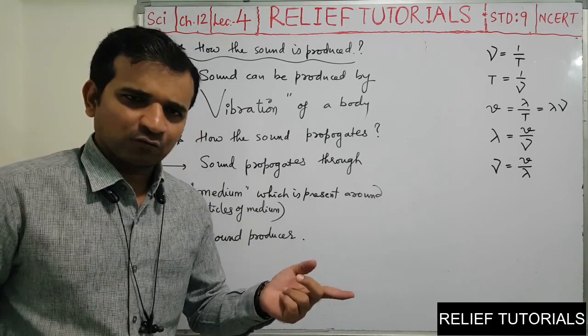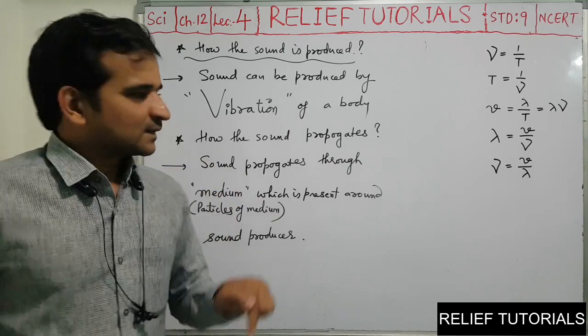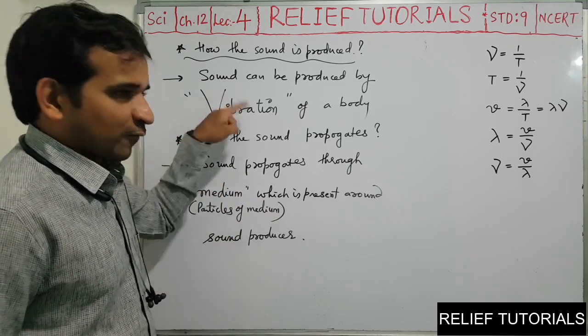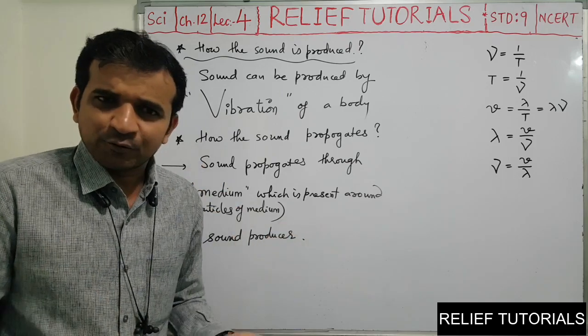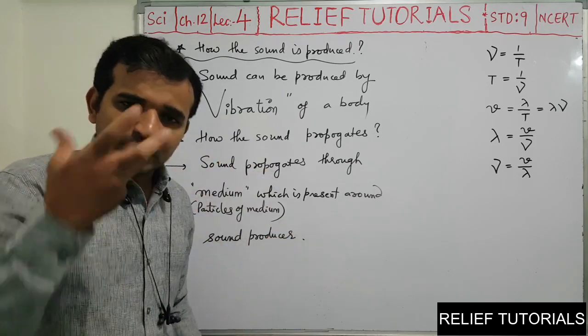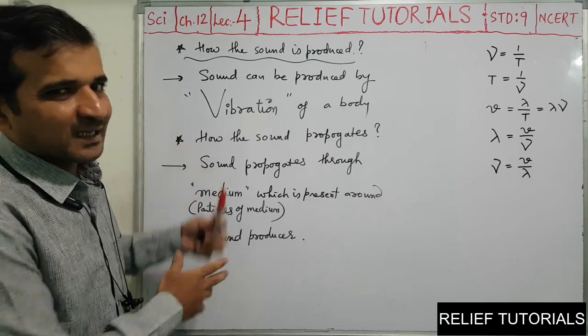So we already discussed that sound always requires a medium to propagate. Sound can only be produced in a medium, and sound can only be propagated in a medium. That is why we call it a mechanical wave.